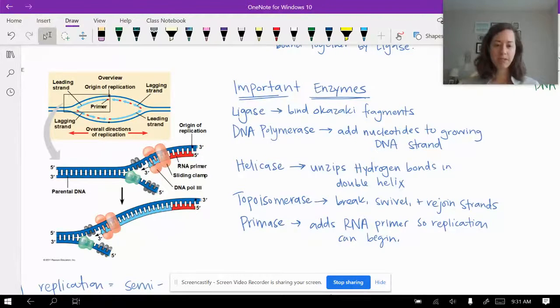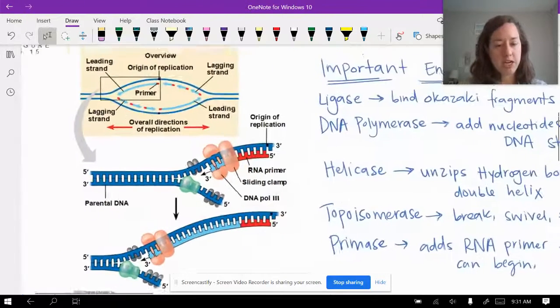Helicase is the zipper. Think about it like helix, because that's what it's related to. It unzips the hydrogen bonds in between the bases. Topoisomerase's job is to swivel, break, and rejoin the strands throughout the replication process. It's the blob that was towards the far end of the previous picture. And then primase is responsible for initiating DNA replication by adding the RNA primer.